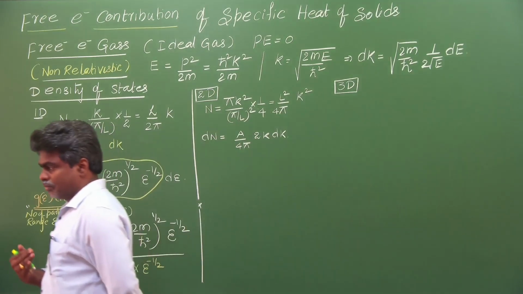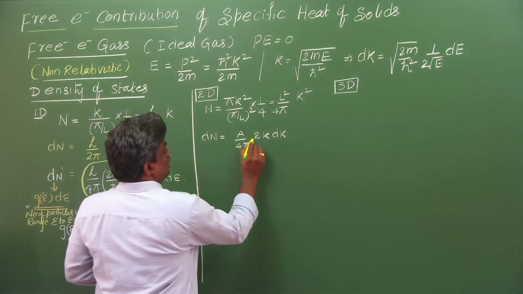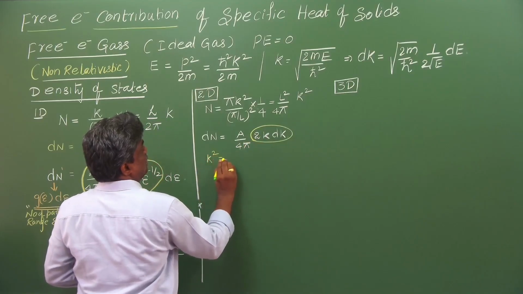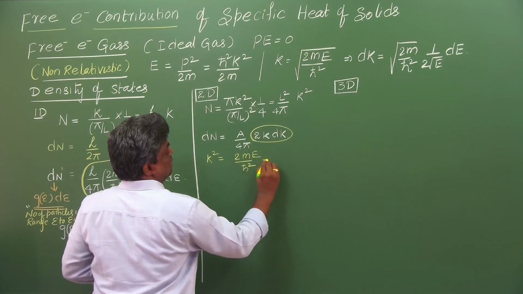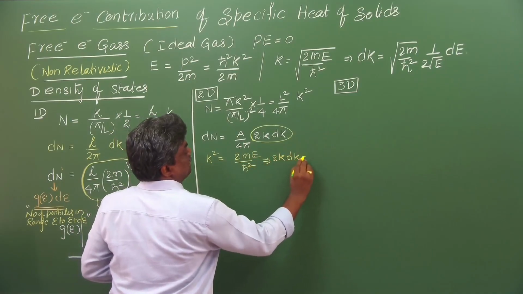Do it yourself, be confident, you will get a lot of confidence. Come on, do it yourself. Already we have done this in the last classes. Here it is better to substitute 2k dk. That is why, k square equals 2mE by h cross square. From this find the differentiation, that is 2k dk, and substitute.